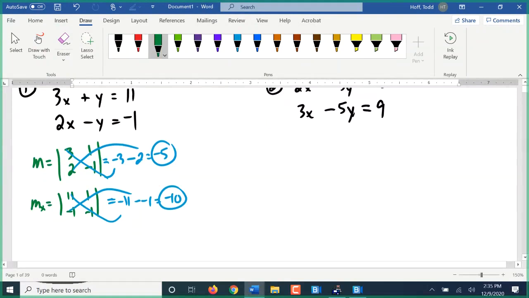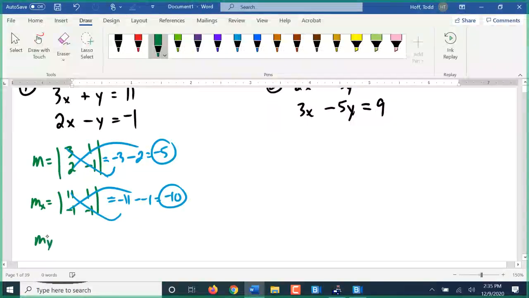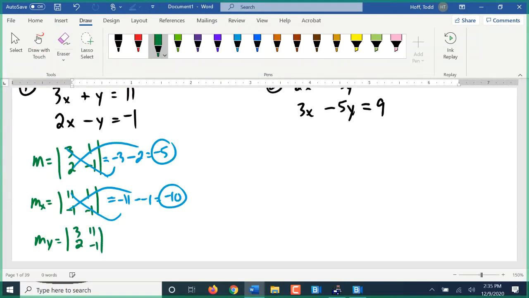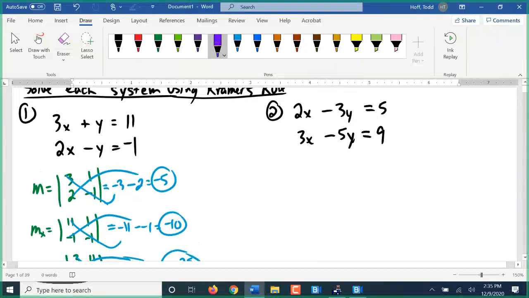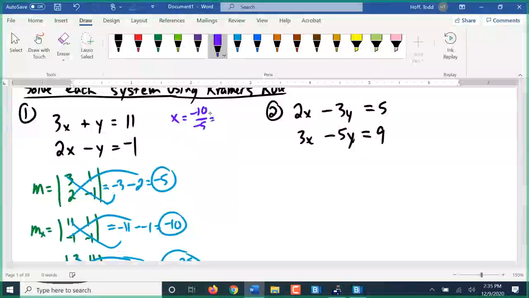And we'll set up the Y determinant, or the Y matrix. And we'll do that determinant. -3 minus 22 is a -25. So our values here, x is -10 divided by -5, which is 2. Y is -25 divided by -5, which is 5.